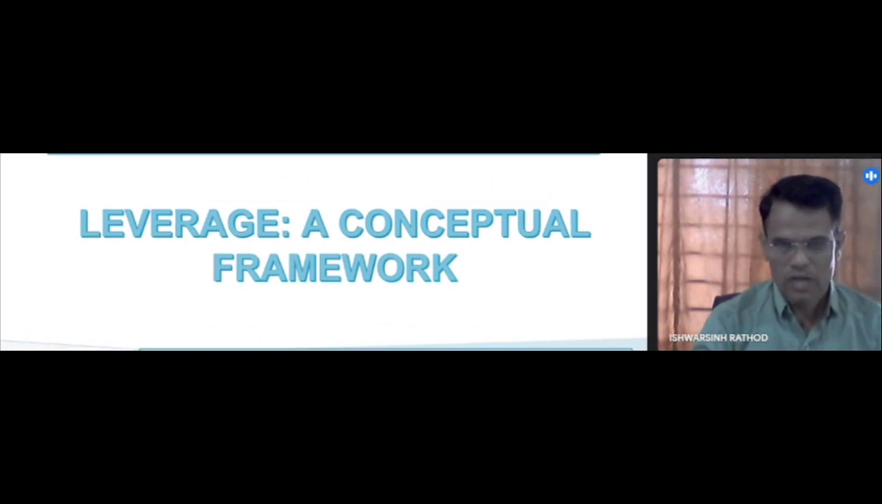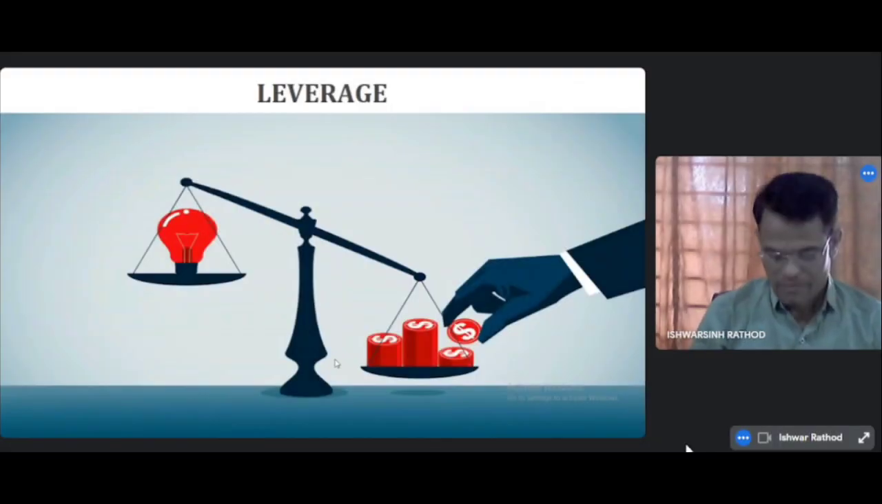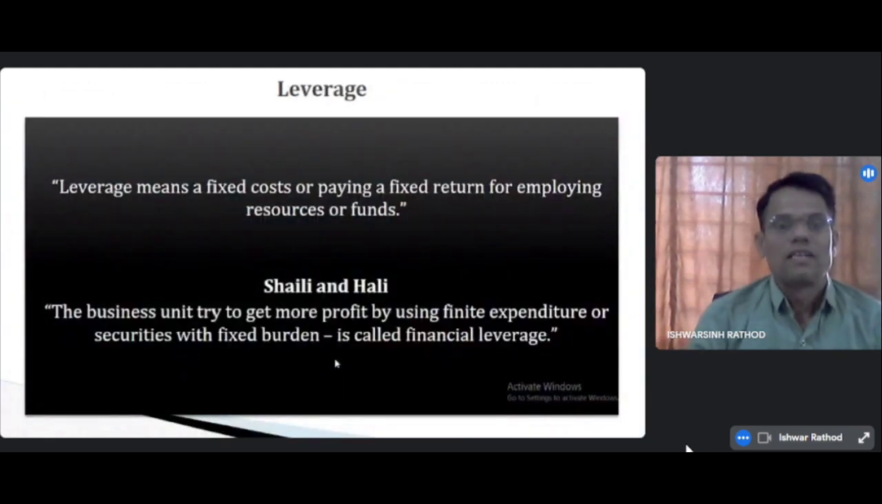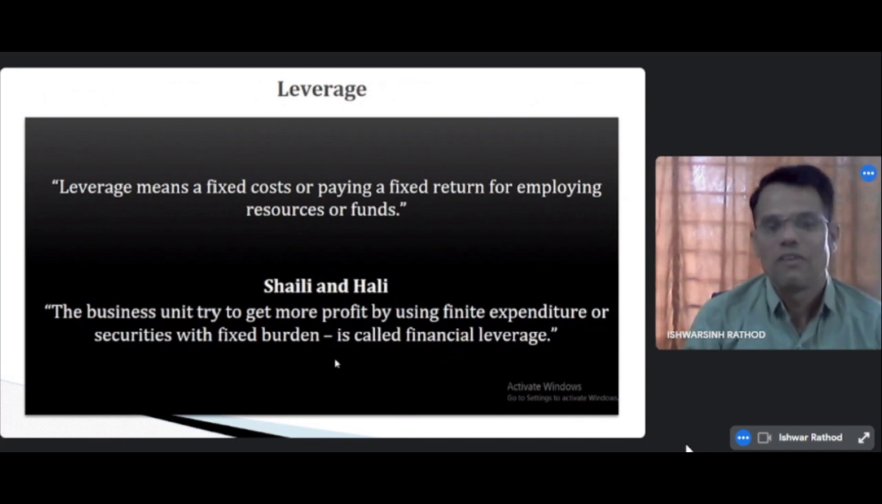I am going to deliver my presentation on leverage, a conceptual framework. Leverage means a fixed cost or paying a fixed return for employing resources or funds. According to Shell and Haley, when a business unit tries to get more profit by using finite expenditure or security with a fixed burden, it is called financial leverage.